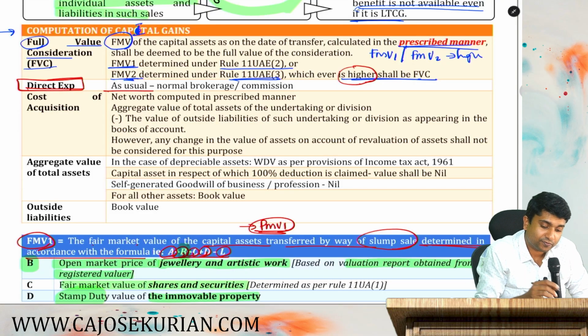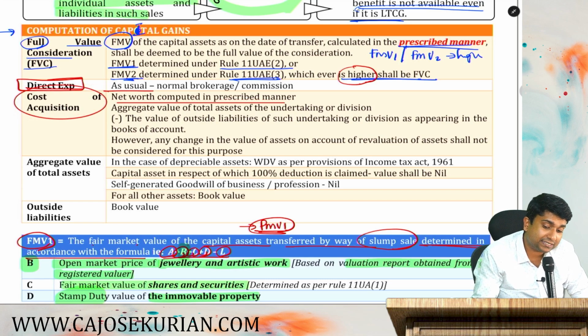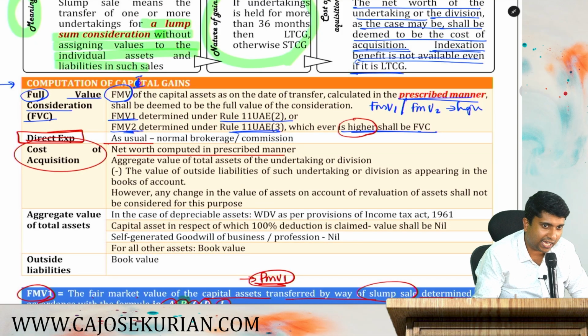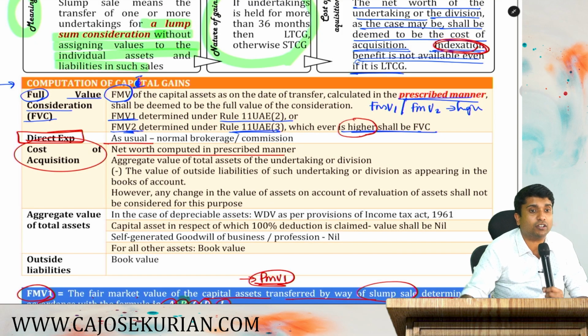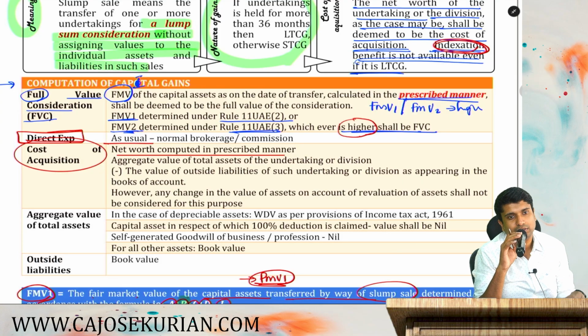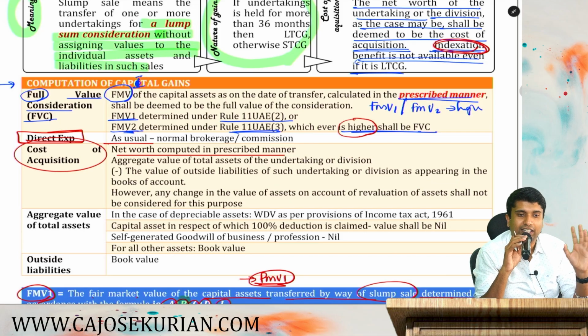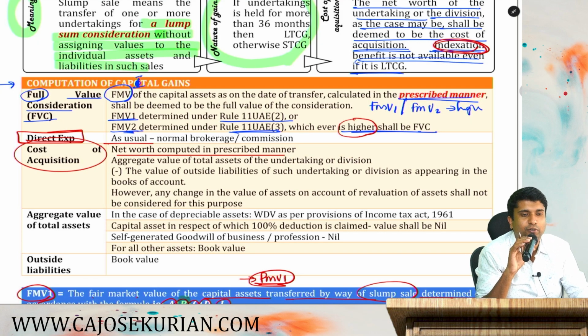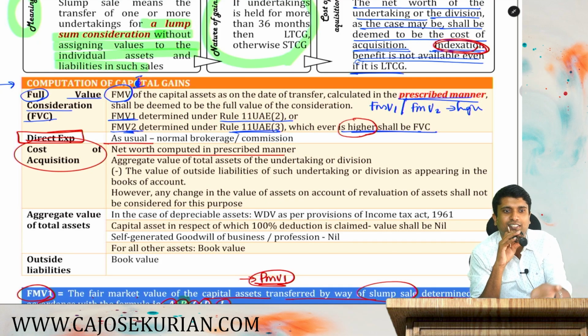Okay. Now, next is cost of acquisition. How do we compute the cost of acquisition? Net worth computed in the prescribed manner is said to be the cost of acquisition, and from that net worth you cannot claim the benefit of indexation. That too, after 23rd July 2024, nobody can claim indexation on anything. Only individuals and HUF can claim indexation. For all other assessees, indexation is only a dream after 23rd July 2024. Hence, we don't have to highlight this. You know that it is gone.